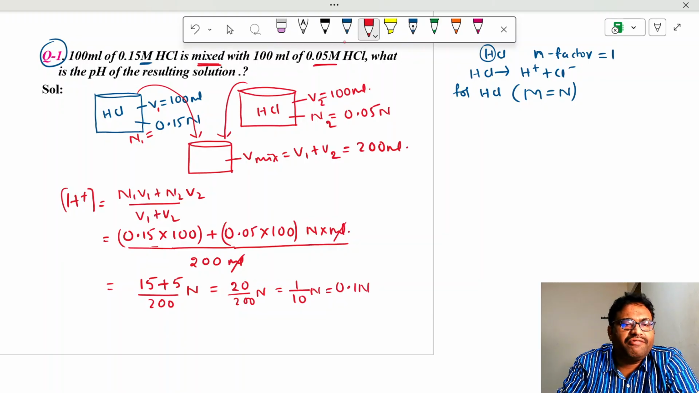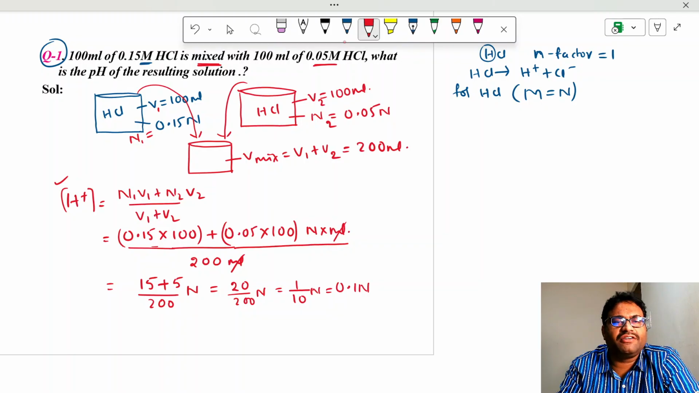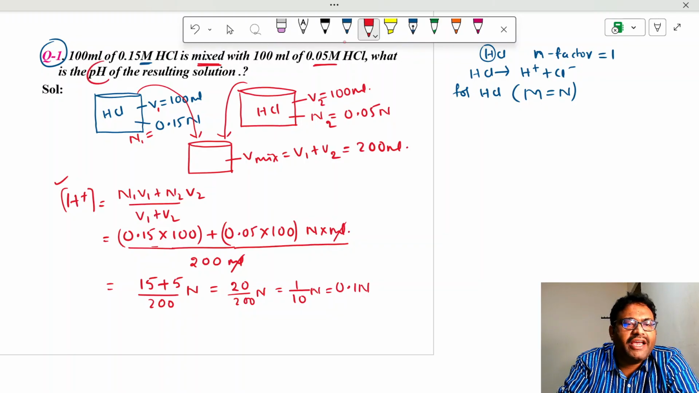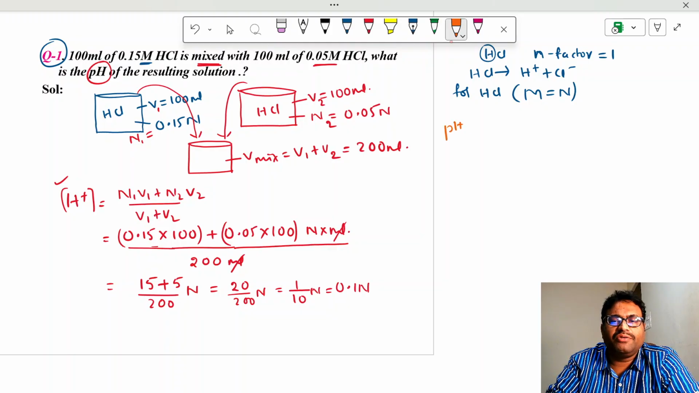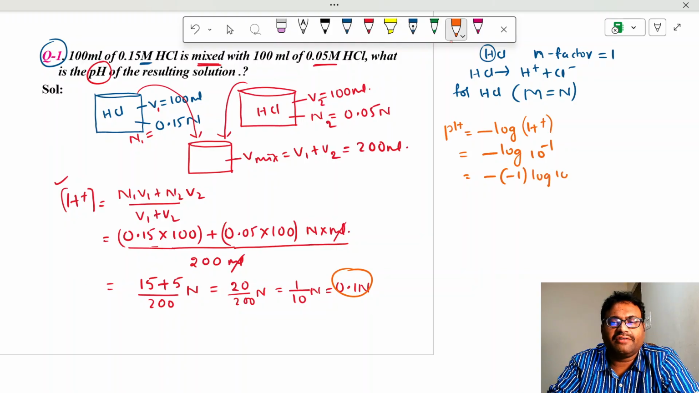So what did we get? We got the H plus ion concentration, but what is asked is pH. What is the pH of the resulting solution? And we know the formula. pH is equal to minus log H plus ion. That is equal to minus log of the H plus ion concentration, 10 power minus 1. So minus of minus 1 log 10, that is equal to plus 1.